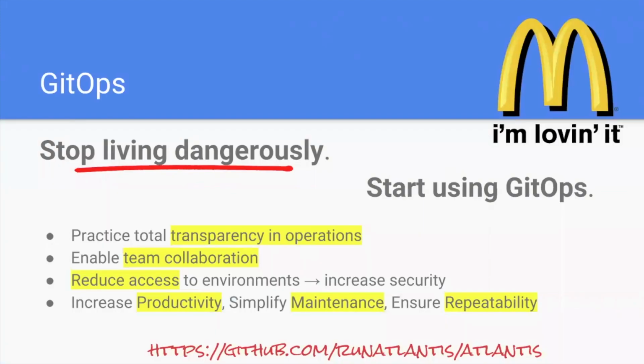So I argue that if you practice GitOps, you're going to stop living dangerously. You're going to be able to practice total transparency in your operations, enable any team member to participate in the operations process without risking destabilizing your production environments. In fact, if you practice GitOps the way we've shown, you can actually almost eliminate everyone who has access to staging and production. That means that every single change is gated through your pull request process on GitHub. And I think that's a really powerful value add. The result of all this is increased productivity, less toiling, simplification of maintenance, because you can look at what you need to do through pull requests, and guaranteed repeatability.